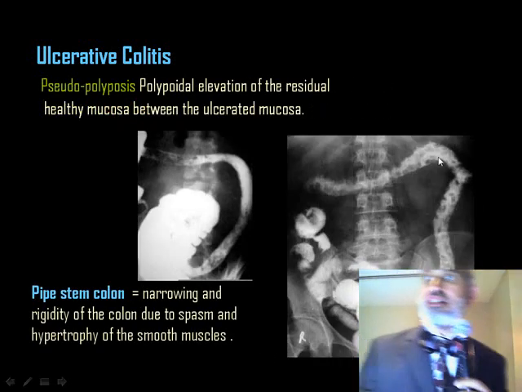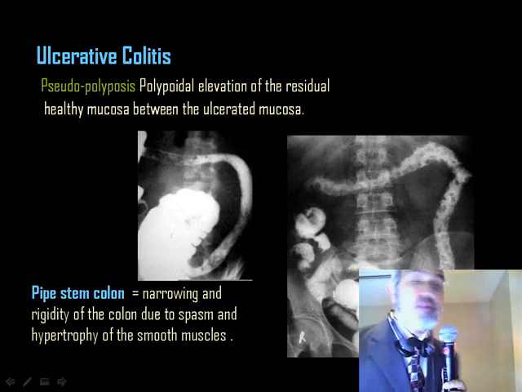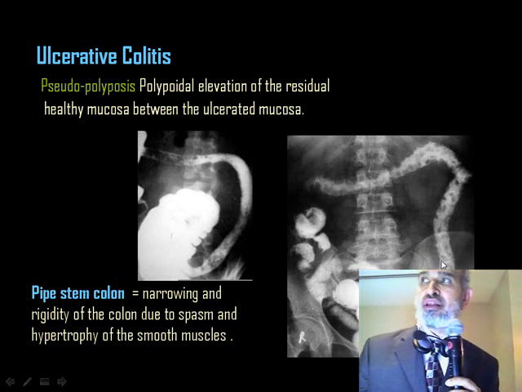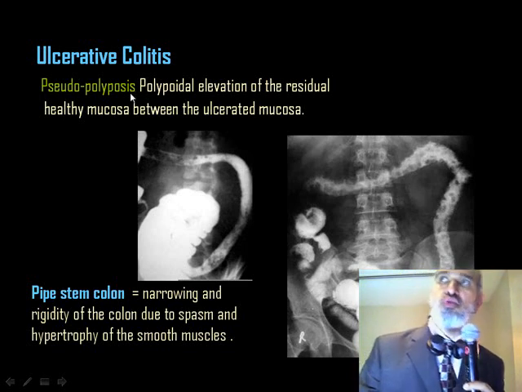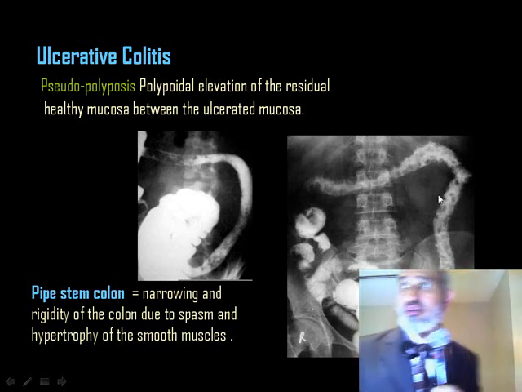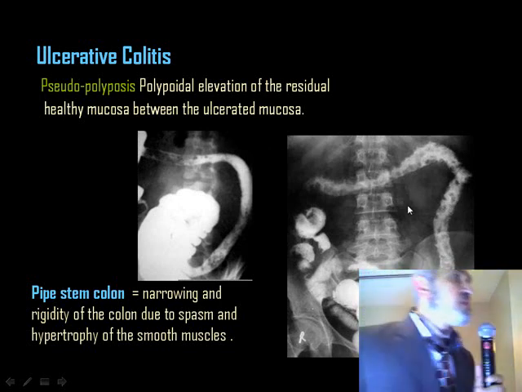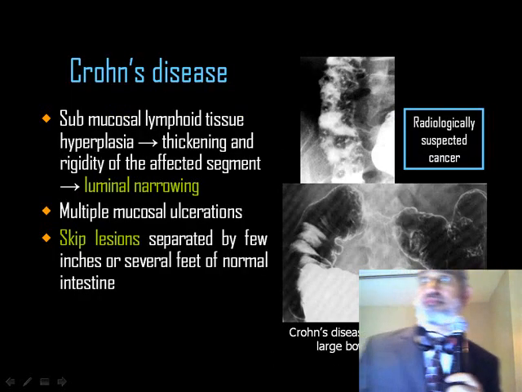At the end of the disease, you may get this appearance of the colon. The colon has a bulb stem appearance, no haustra at all. The lumen is markedly narrowed, and you may see multiple filling defects, what we call pseudopolyposis. These are not true polyps; they are hypertrophied normal mucosa compensating for the function of the damaged ulcerated mucosa.